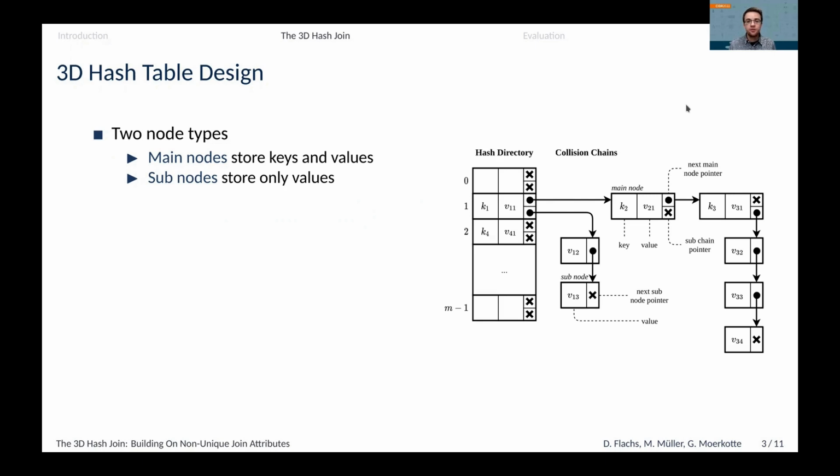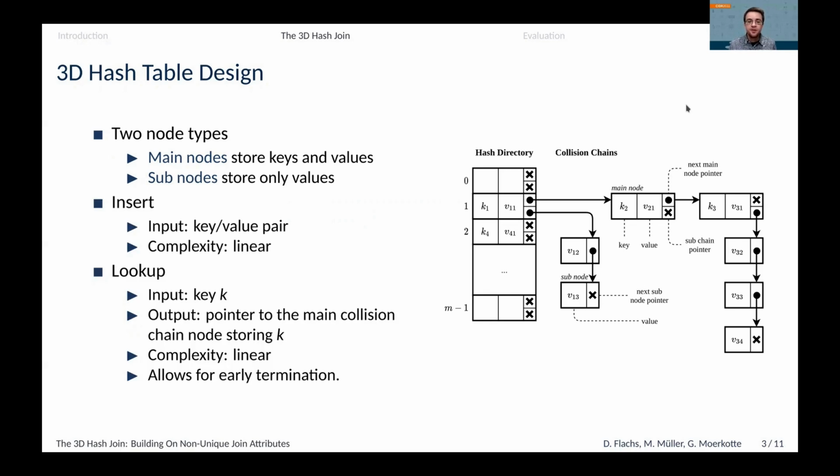3D refers to the three-dimensional organization of the hash table, which consists of a hash directory, main collision chains, and subchains beneath the main collision chain nodes. When a key is inserted for the first time, a main node is created for it, but whenever another pair with the same key is inserted, we put the respective value in a subnode. This subnode is stored in a subchain branching off from the main node.